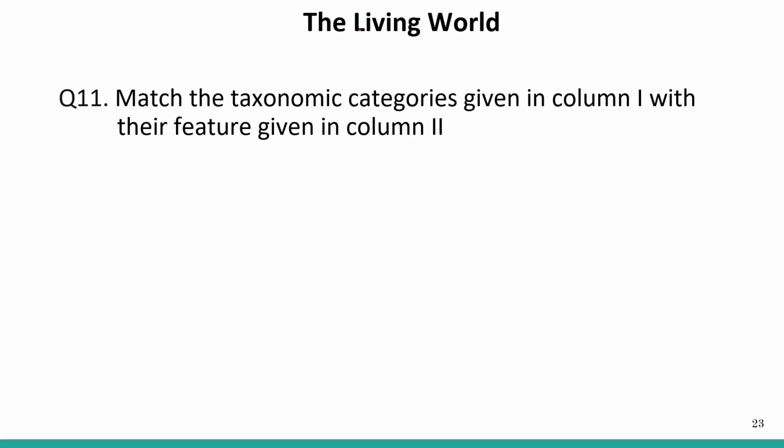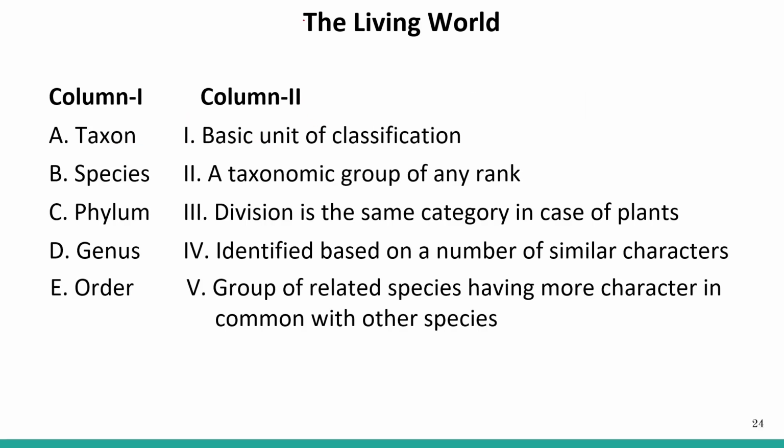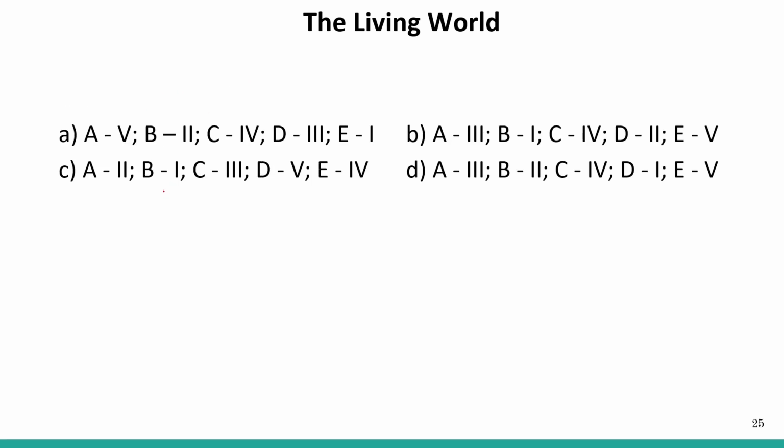Now coming to the next question, here we have to match the taxonomic categories in column 1 with their features. Features are also given within column 2. So these are column 1 and column 2. First is taxon. What is taxon? Options are: basic unit of classification, taxonomic group of any rank, division, not correct, identified based on the number of similar characters, group of related species having more characters in common with other species. So these are the options. You can have a look at them.